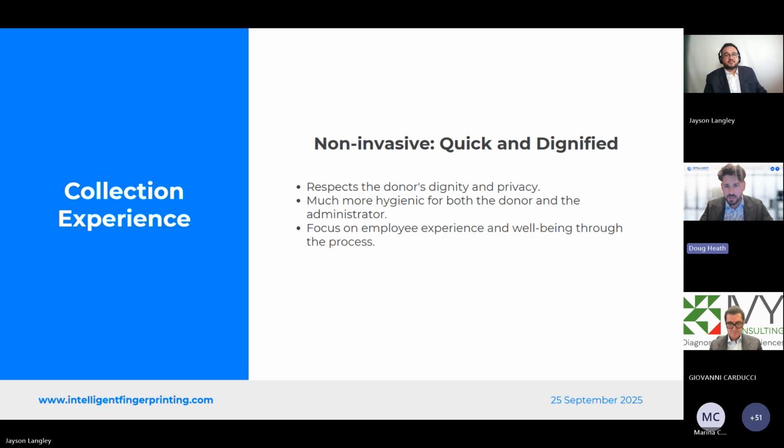So the fingerprint test is quick and dignified. It can be carried out at any place at any time. And it's simply a matter of displaying your fingers to the person that's collecting the sample and then placing it on a cartridge. So it's an immediate collection because time is inherently important in any workplace, allowing people to do the jobs they're there to do, as well as allowing the collectors to get back to what they need to do. Because this is often a secondary function for somebody in the workplace and not their main role.